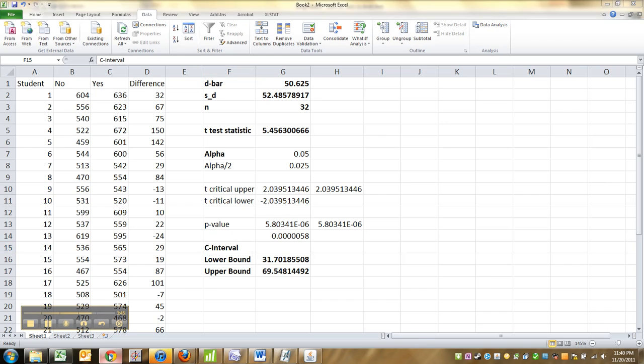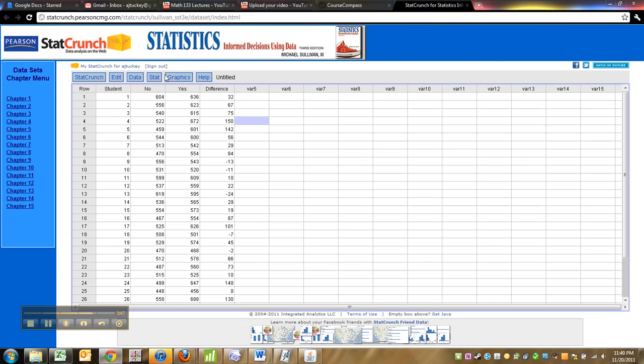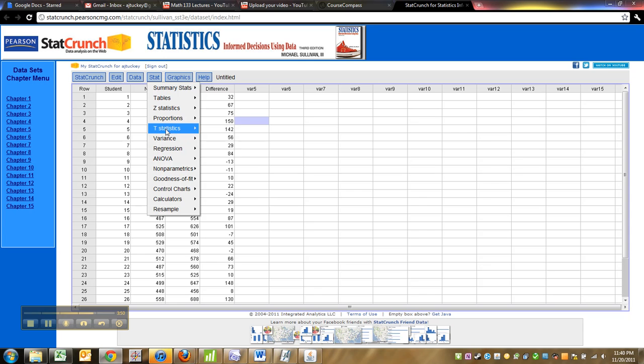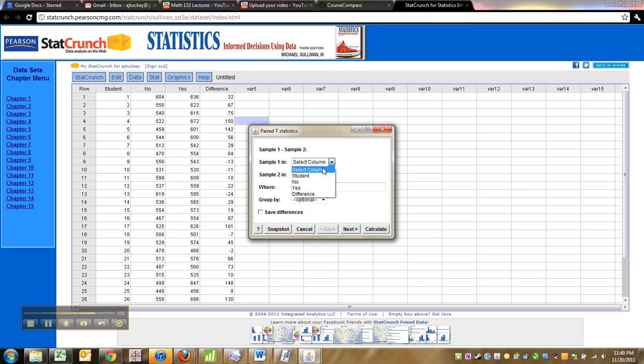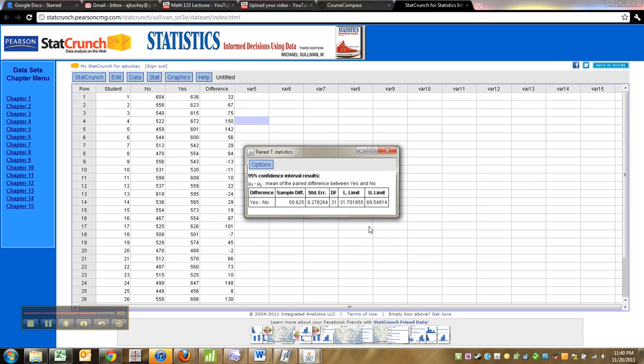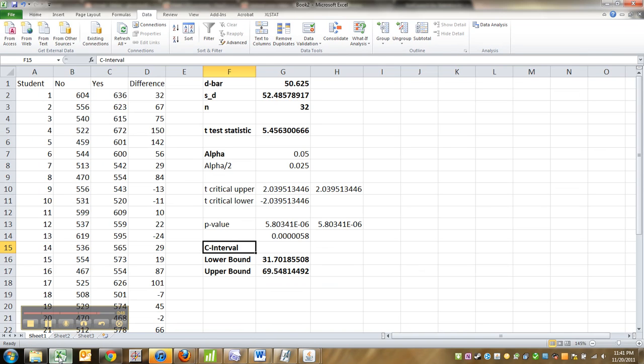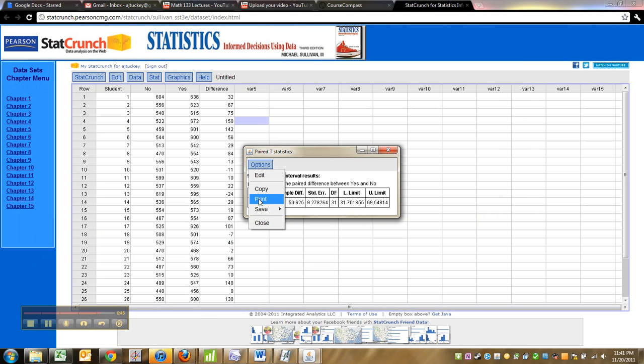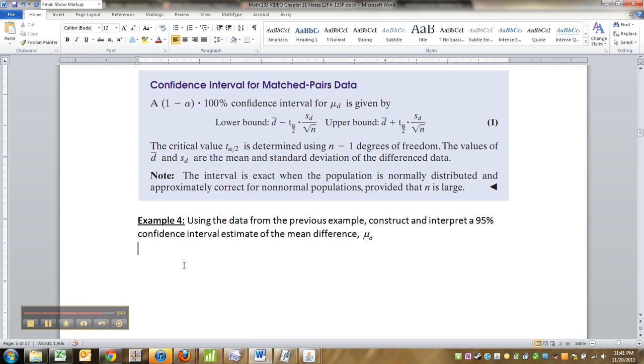That said, it's also super simple in StatCrunch. So let's look at it there. So stat, you're going to T statistics, paired data. We already said this. Say yes for that one, no for that one. Next, we're going to make a confidence interval, 95%. Calculate. There you go. Look, 31.7, 69.5, just like Excel said. It's pathetic, isn't it? It is so simple in StatCrunch. Copy. And I'll put it over here and I will paste it.